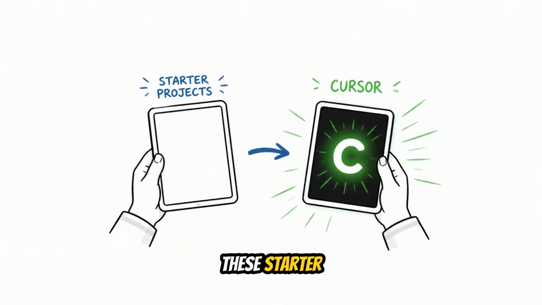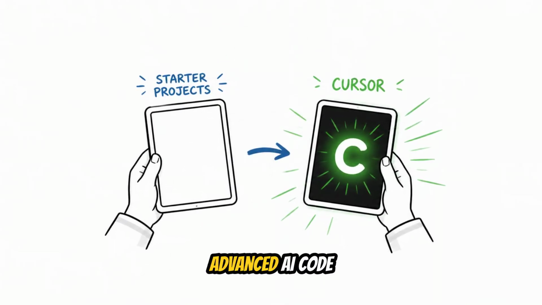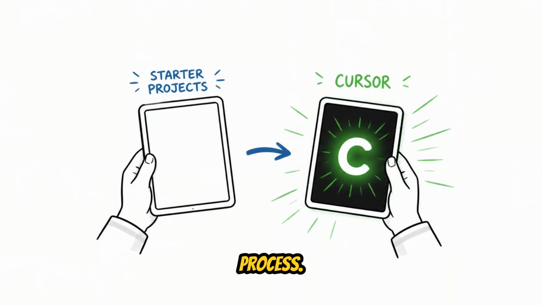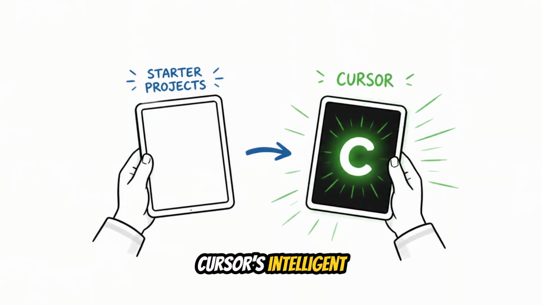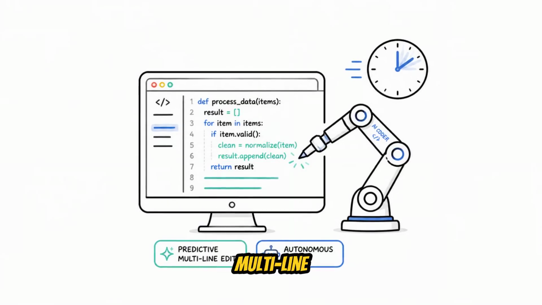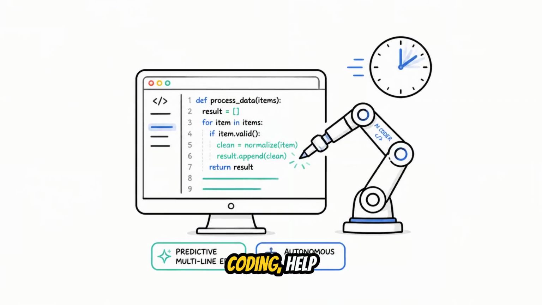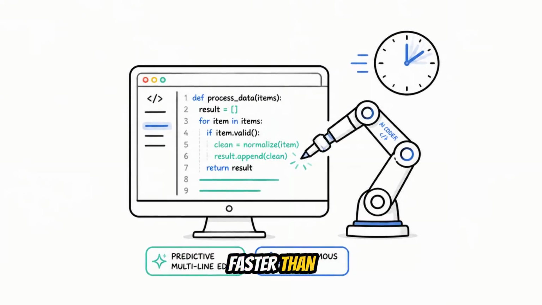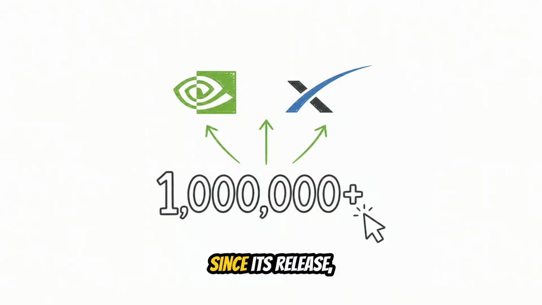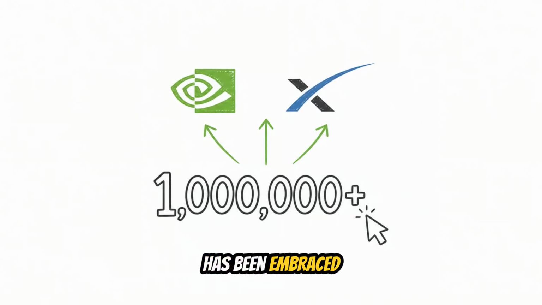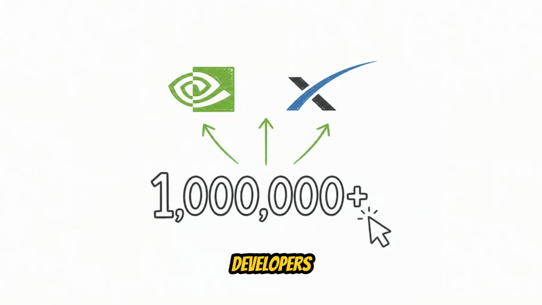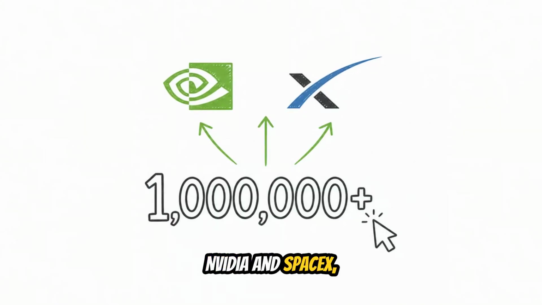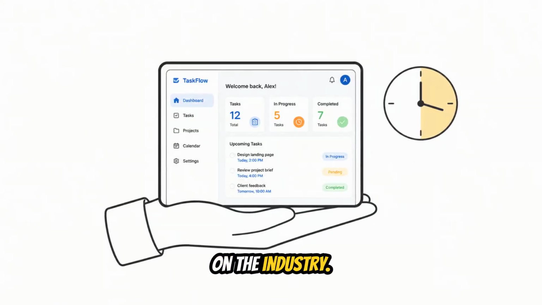By combining these starter projects with Cursor, the advanced AI code editor, you can dramatically speed up your app development process. Cursor's intelligent features, like predictive multi-line edits and autonomous coding, help you move from concept to a working application faster than ever before. Since its release, Cursor has been embraced by over 1 million developers and even adopted by major companies like NVIDIA and SpaceX, highlighting its impact on the industry.